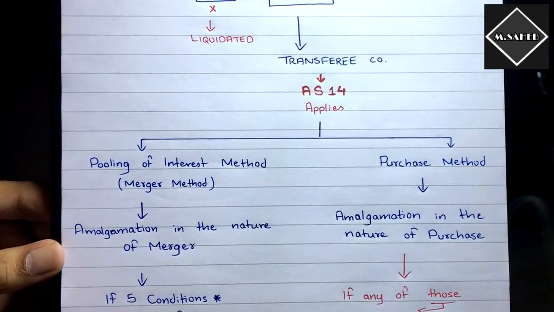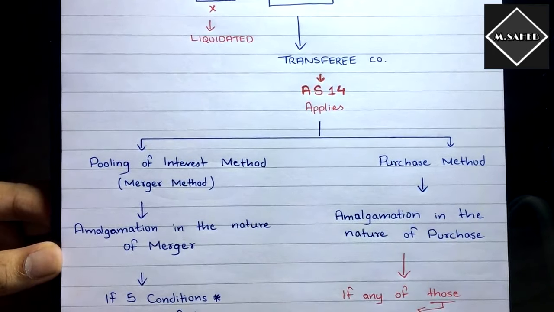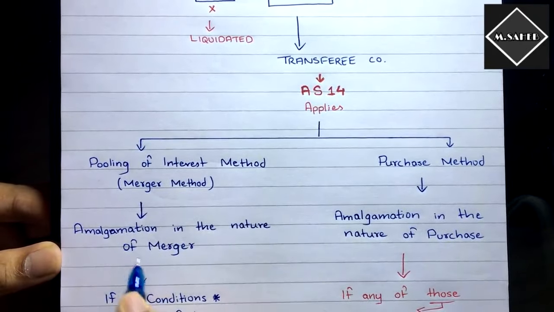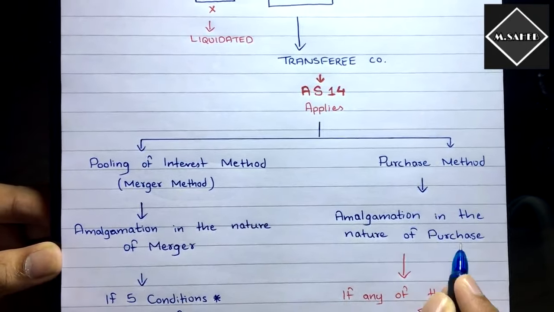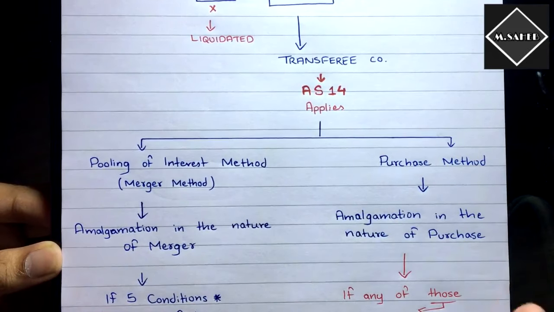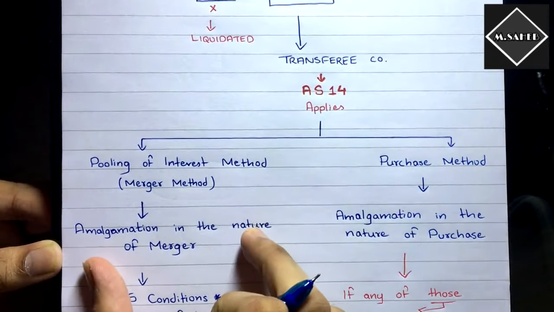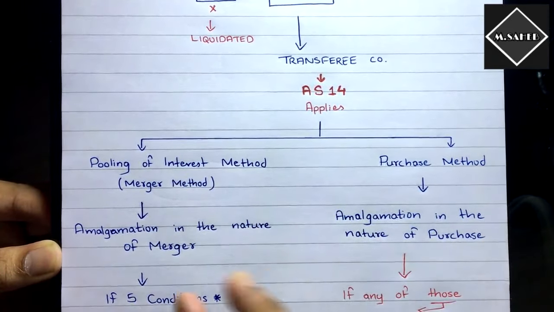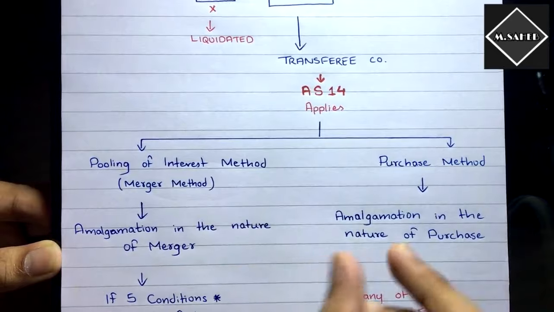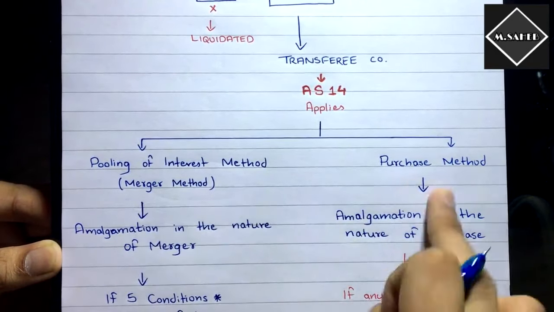Understood? So now just by looking at the question in exam, you have to understand whether it is amalgamation in the nature of merger or amalgamation in the nature of purchase. So how are you going to do that? That's the big question, right? How to identify just by looking at the question which amalgamation it is, whether it is amalgamation in the nature of merger or amalgamation in the nature of purchase. Accordingly only we have to use these 2 methods.